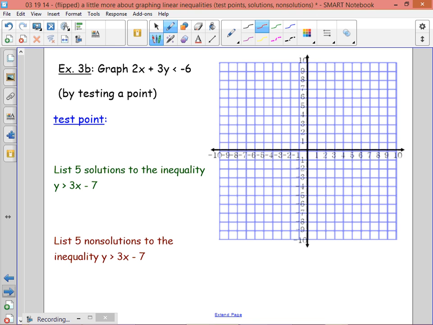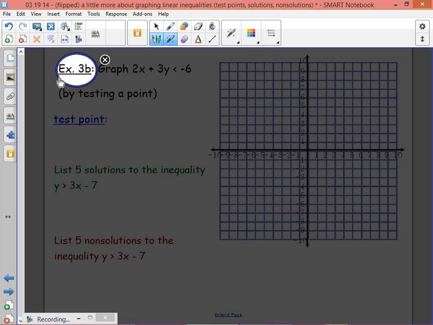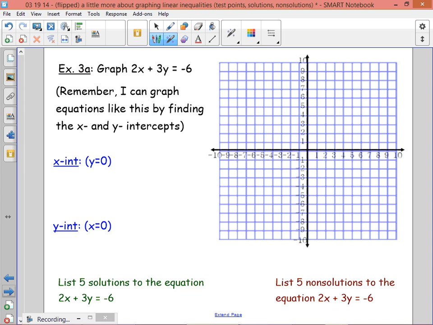Okay, example 3b. Notice 3b is here on purpose. I want to graph 2x plus 3y is less than negative 6. And I want to do it by testing a point, so I do not need to solve for y as long as I know how to graph this. And that's where we come into trouble because I bet several of us don't remember how to graph this, which is why this is exercise 3b. Let's go on to 3a, which is on the next slide.